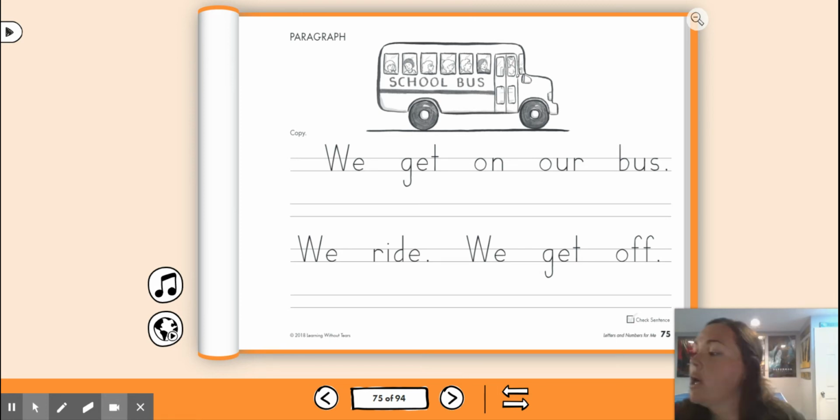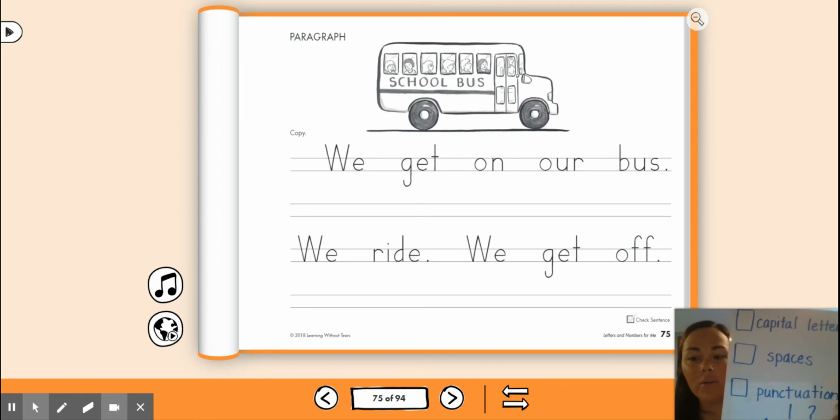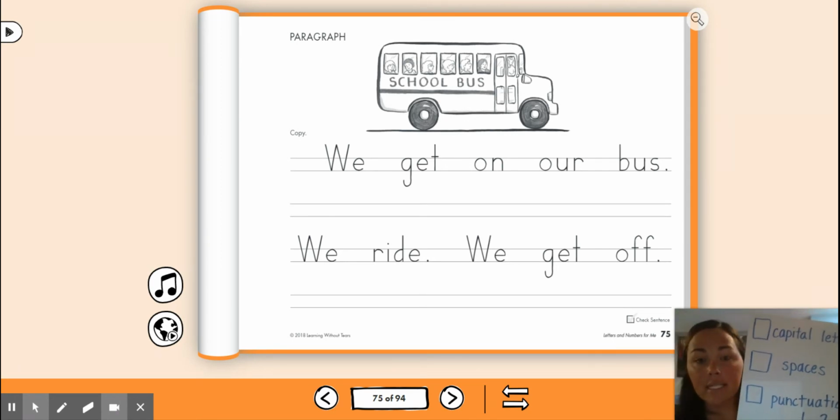So before we get started with the actual page, I want to review a couple of things for my friends to remember what kind of things we need in a paragraph, or in any kind of writing. So I have a little checklist here. Okay, so the first thing we have at the top here is a capital letter. Every sentence needs to start with a capital letter.